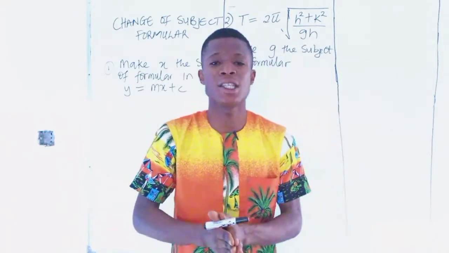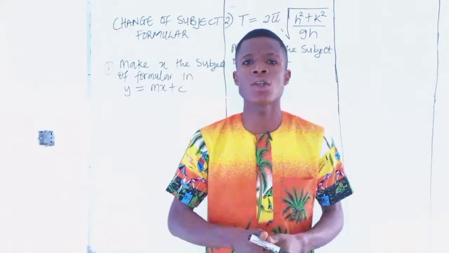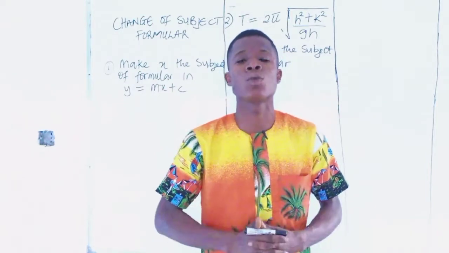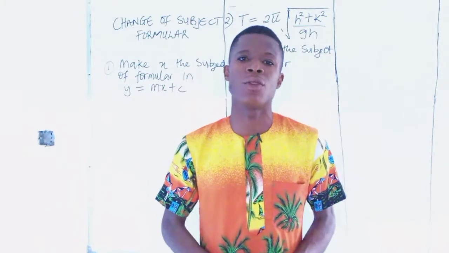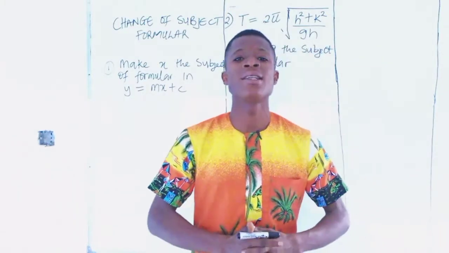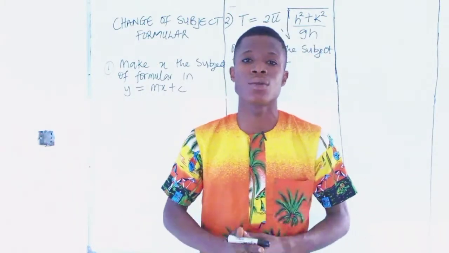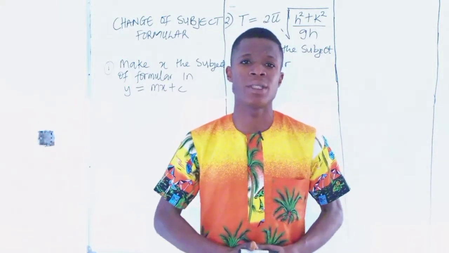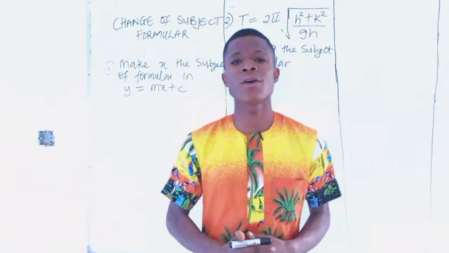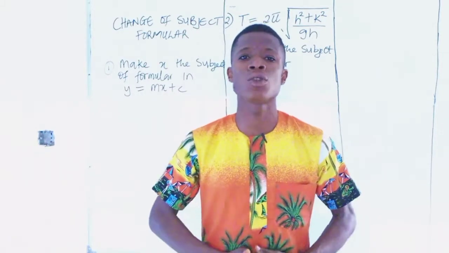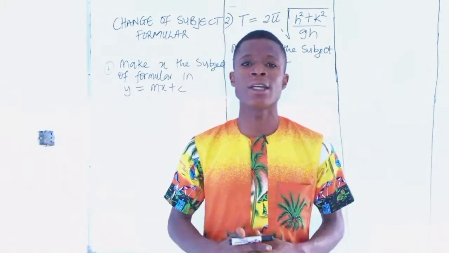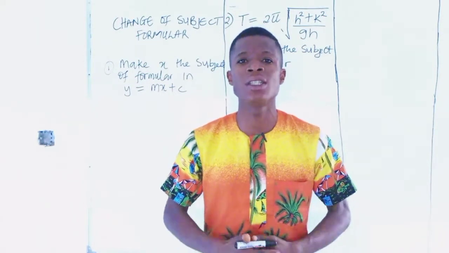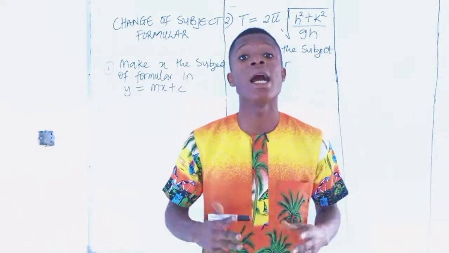And there must be a situation that will necessitate us to rearrange that formula so that it will suit a definite task we are doing. That particular situation is what we call in mathematics change of subject formula. So in change of subject formula, we make use of basic arithmetic operations like addition, subtraction, multiplication, division, squares and square root, and so on.